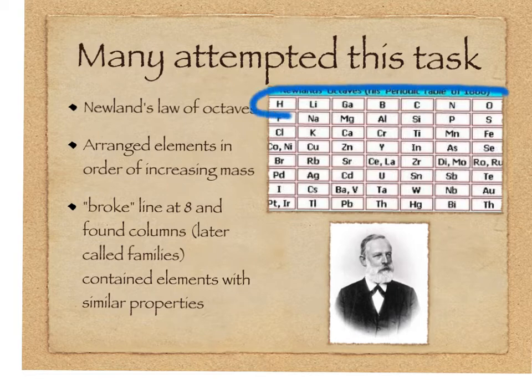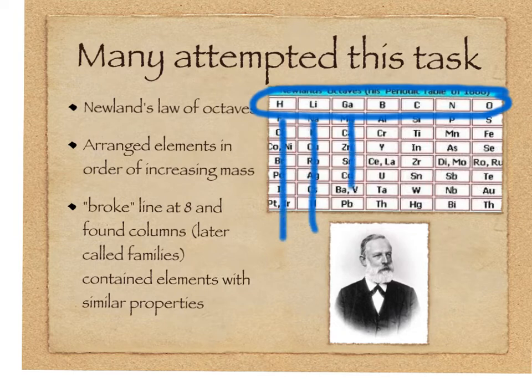And we can see an example of these 8 here, and then he starts his next row. And in these columns, he saw similar properties. Unfortunately for him, he chose the word octave, so he didn't get a lot of credibility. People said, oh, science isn't music, this can't be true. So although his thinking was on the right path, his periodic table wasn't accepted as readily as Mendeleev's, although both tables actually share much of the same information.